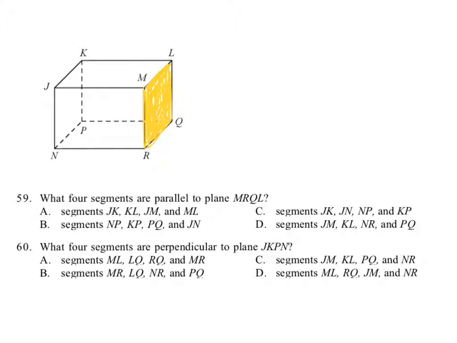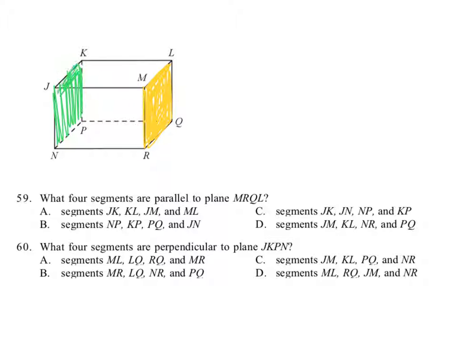What four segments are parallel to it? Parallel to it, meaning it'll never run into it. Well, if we have a parallel plane, then any segments that are on that parallel plane will also be parallel. That's the big idea here. So let's take a look. Parallel plane. This opposite side is a parallel plane.